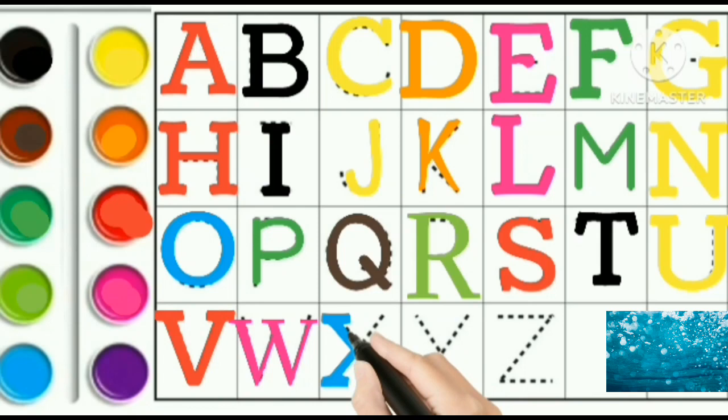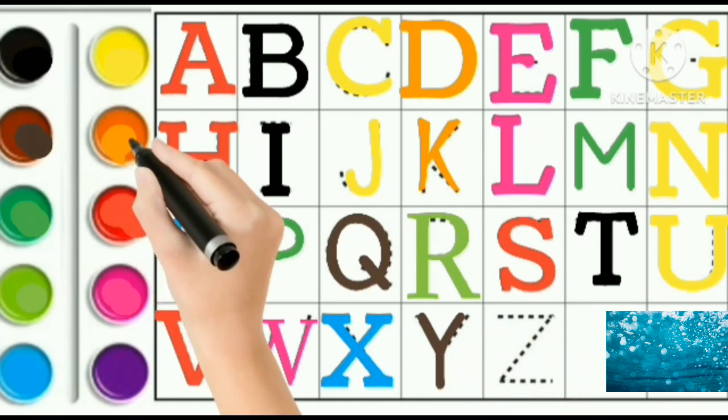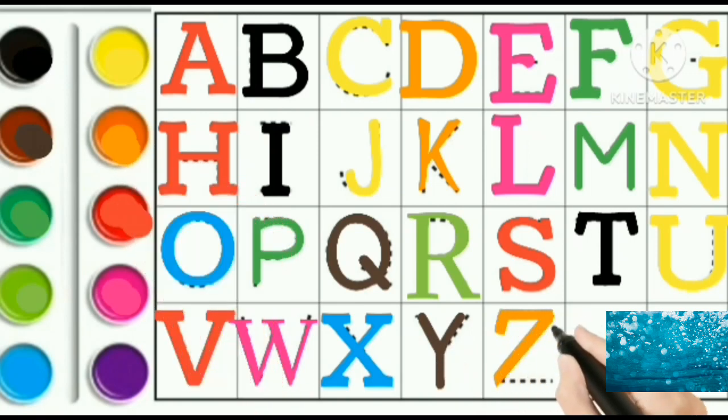Blue color X, X for elephant. Chocolate color Y, Y for yak. Orange color Z, Z for zebra.